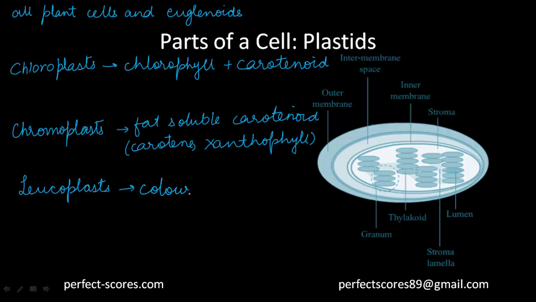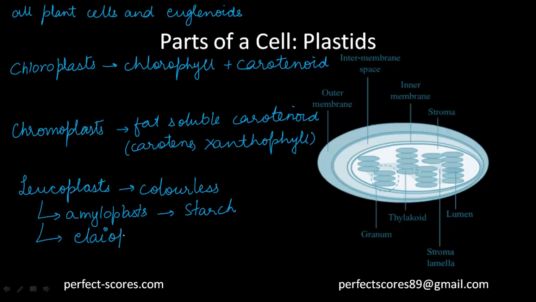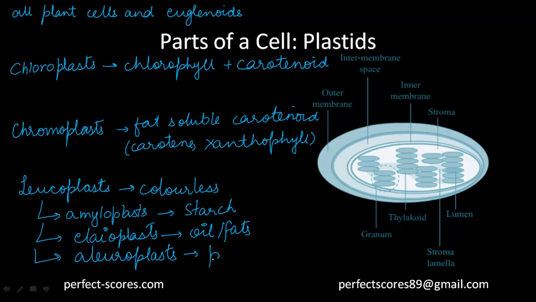They do not have any color, and they have lots of various shapes and sizes, storing different kinds of nutrients. Now among the leucoplasts you will be able to learn about amyloplasts, which is a kind of leucoplast. These have starch in them, for example in potato. Then one more kind of leucoplast is the elaioplast, that stores oil and fats. And then a third type is the aleuroplast, which helps in storage of proteins.